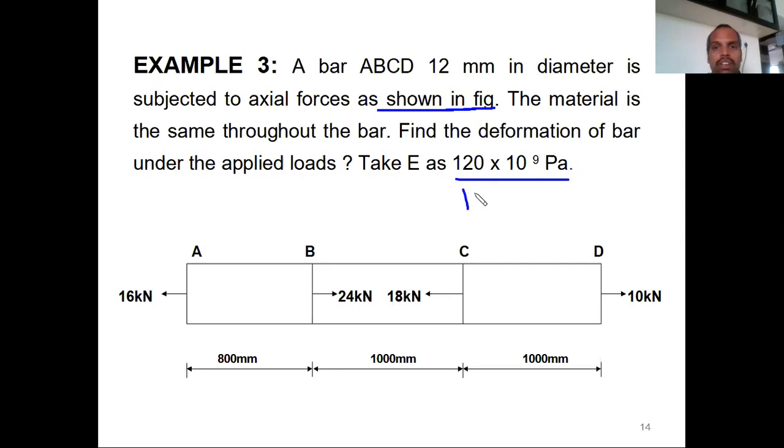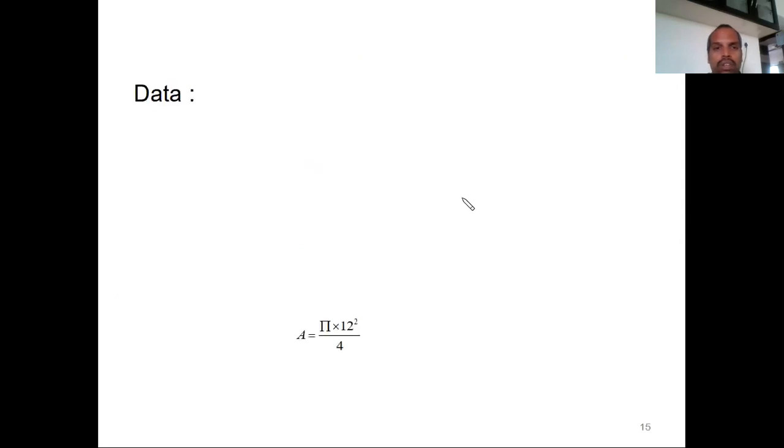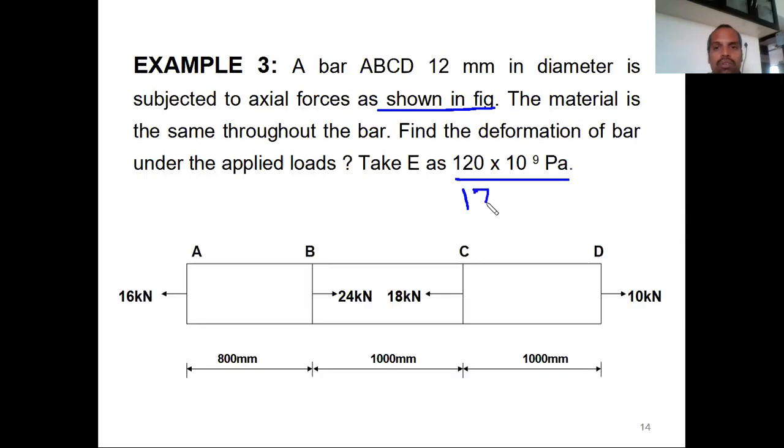If you convert it, you will get 1.2 into 10 to the power of 5 Newton per mm square. That's how much you will get. Same as our previous problem. Previously also it was 120 gigapascal only. So if you convert it, you will get 1.2 into 10 to the power of 5 Newton per mm square. Now here, see, it is a little bit confusing problem, right?